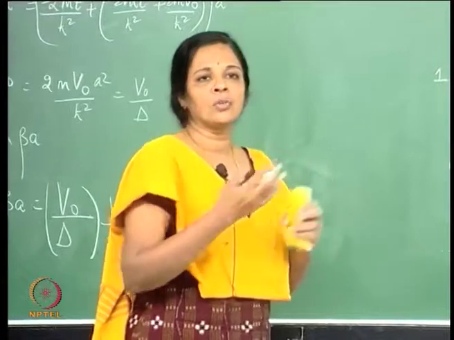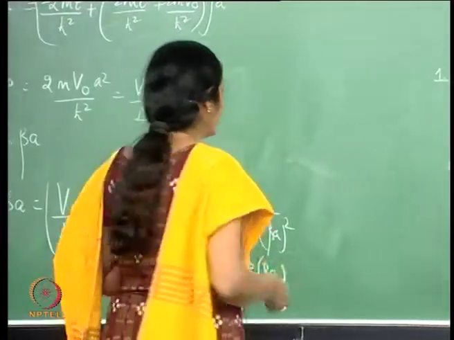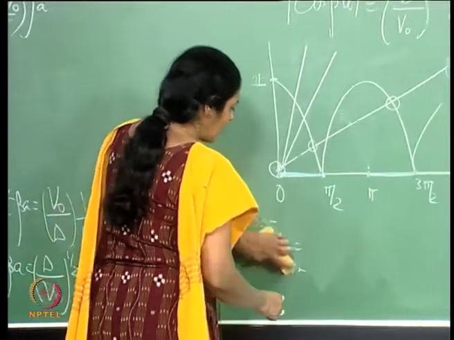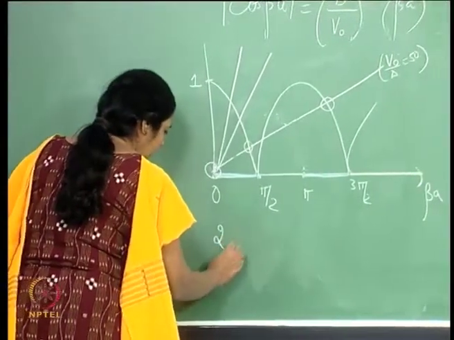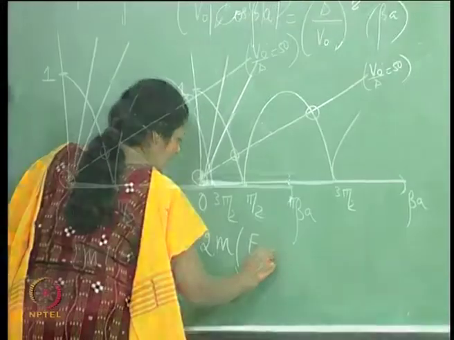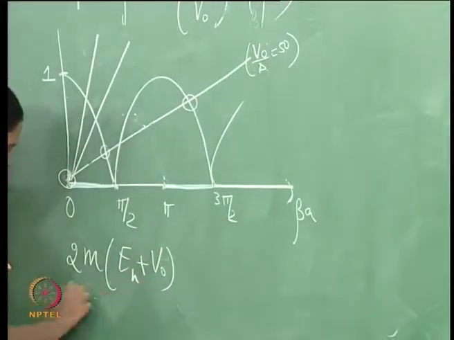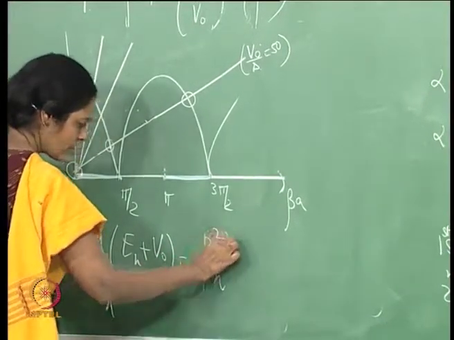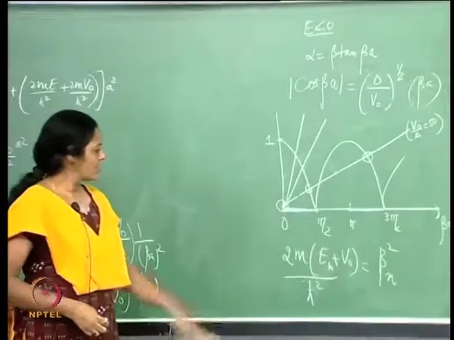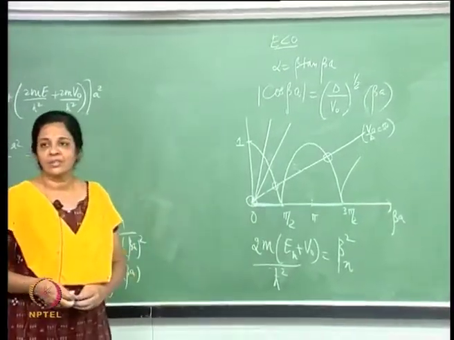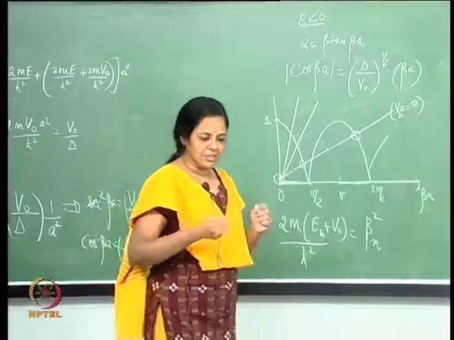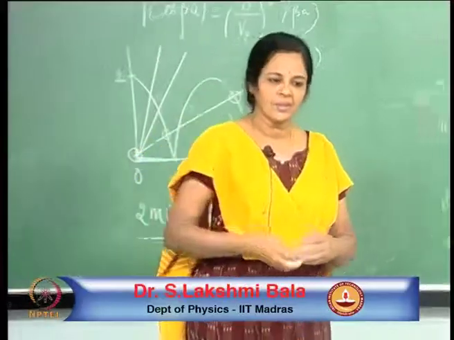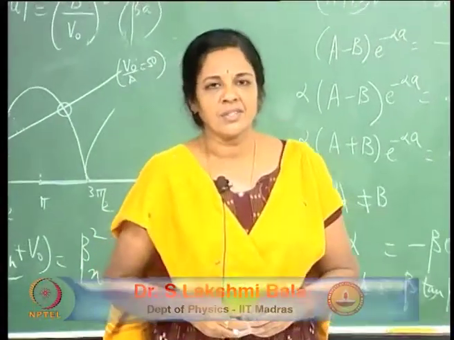Given beta, I can always go back and write out my energy. E sub n can be written, because I know that 2m (E sub n plus V naught) by h cross squared is beta n squared. So given the values of beta, I can find out E sub n. Discrete energy values, corresponding to which we have to find the energy eigenfunctions, which is what I will take up in my next lecture.